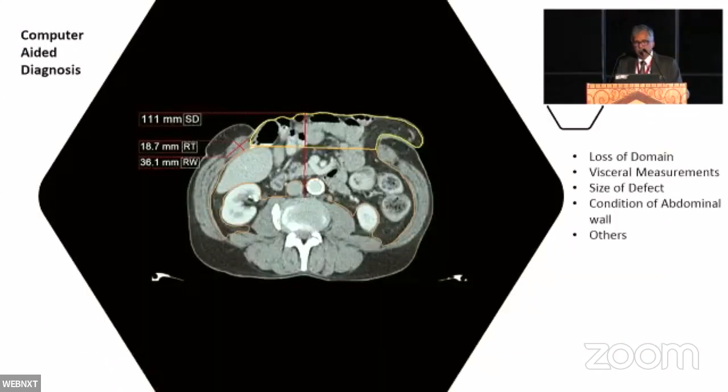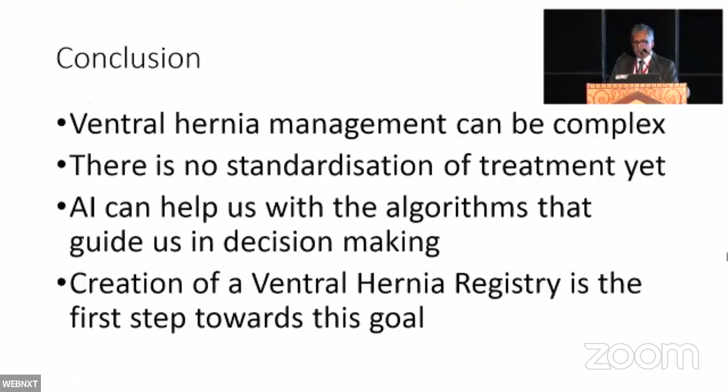So what can computer vision do to our CT images? It can calculate the loss of domain. It can calculate the visual measurements of what is inside the abdomen and outside the abdomen, size of the defect, condition of the abdominal wall, and many other things can be informed to us by computer vision in the computer.